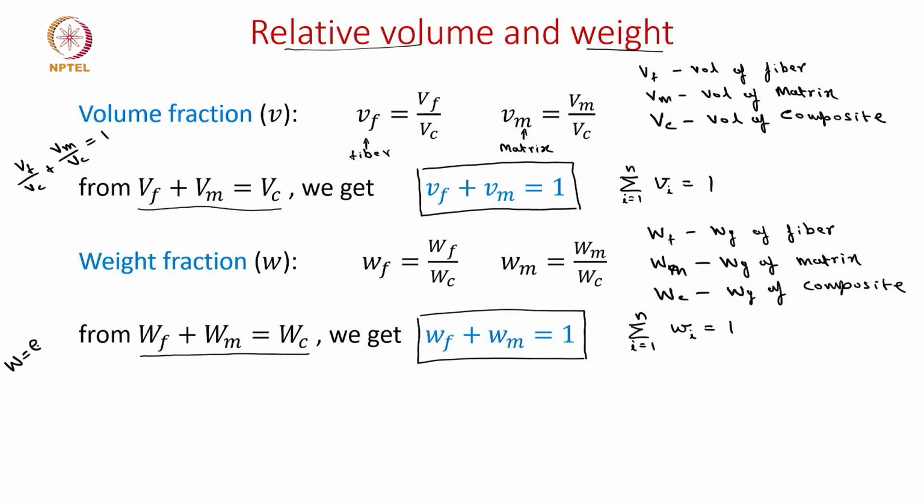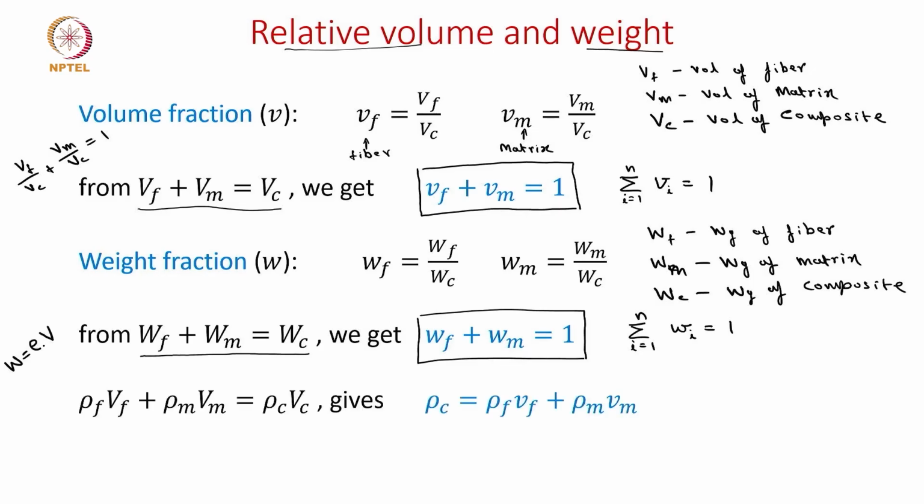Okay. But now let's see, the weight can also be defined in a different way, where we say weight is a product of density rho times the volume, right? So this we know from school level physics, where rho is the density, and density times the volume gives the weight of the material. So once we use that expression, I can replace Wf with density times the volume, and similarly the weight of the matrix material I can replace with density of the matrix times volume of the matrix, and similarly the weight of the composite is the density of the composite times the volume of the composite.